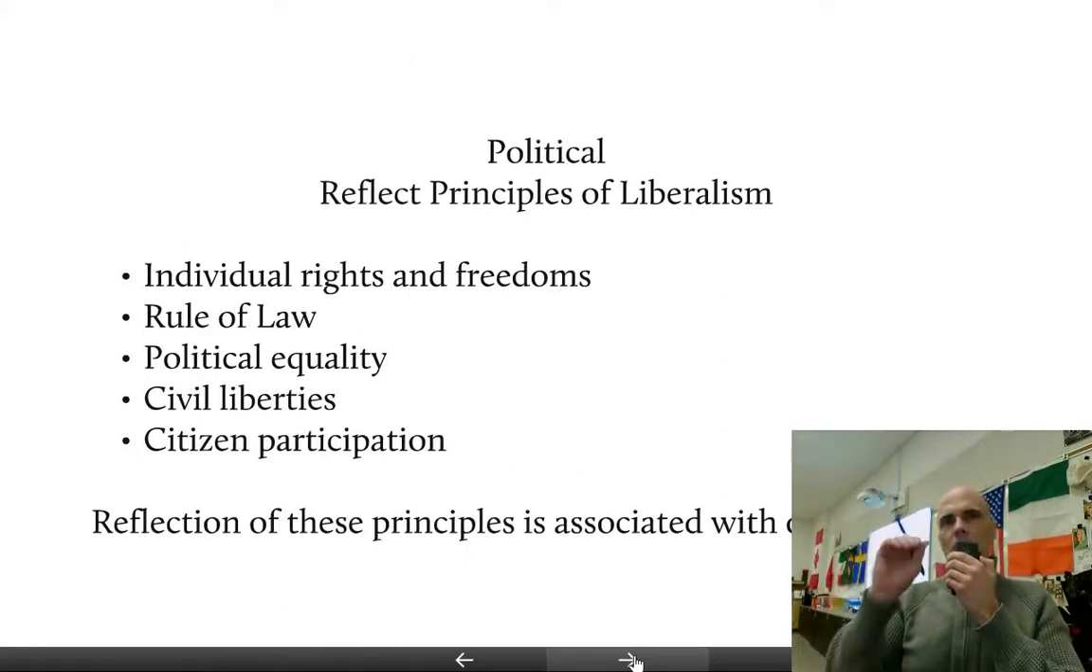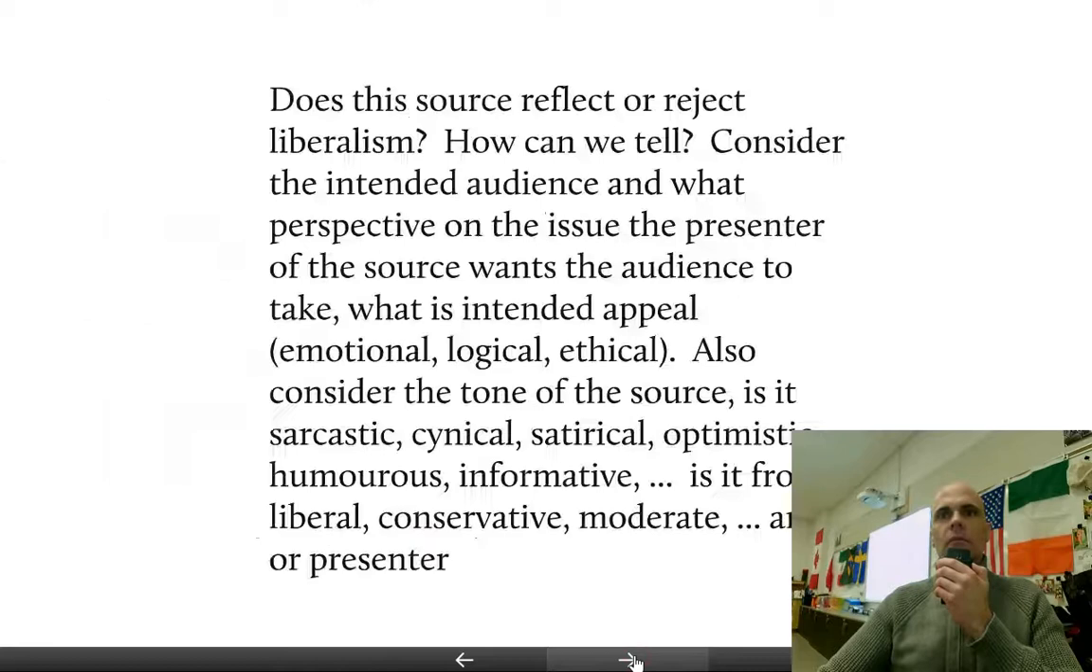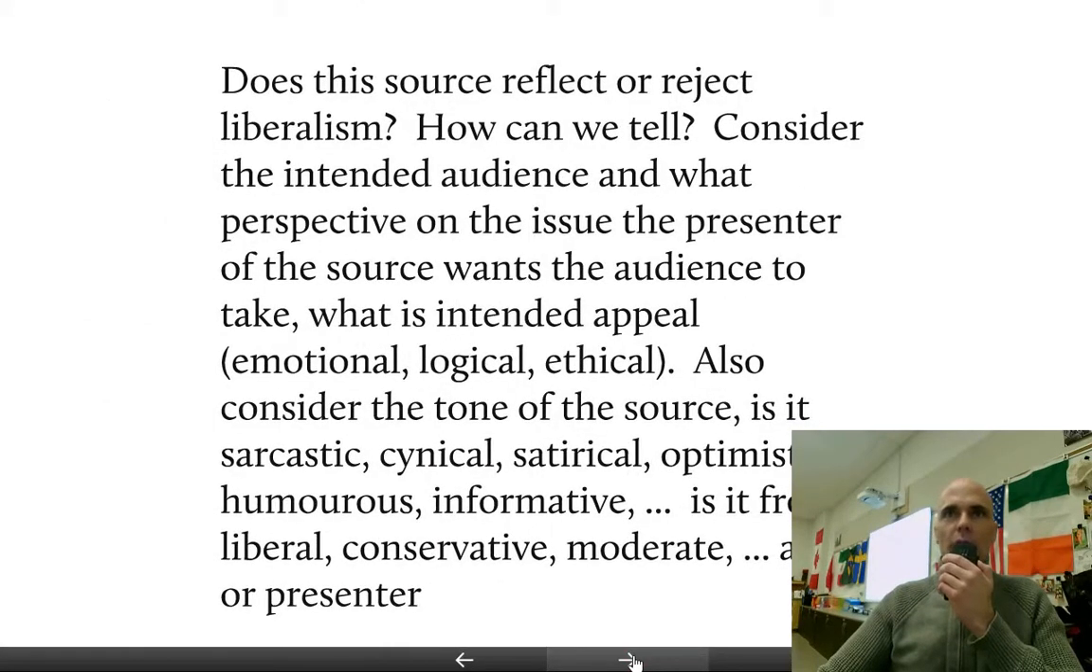In the source, you should be able to see, either implicitly or explicitly, a connection to the principles of liberalism or a connection to the principles of collectivism. Either they're reflecting or rejecting these key principles in Social 30. And it's your job to identify those connections. Does the source reflect or reject liberalism?